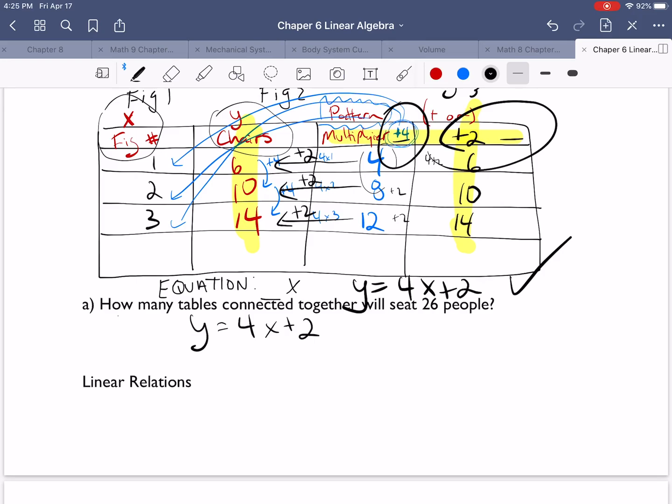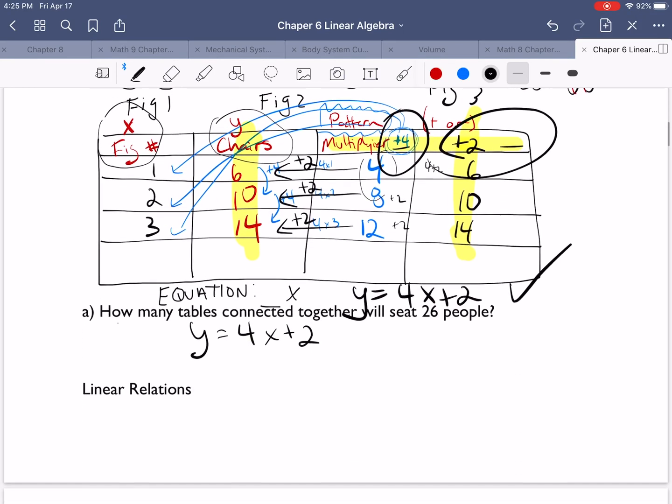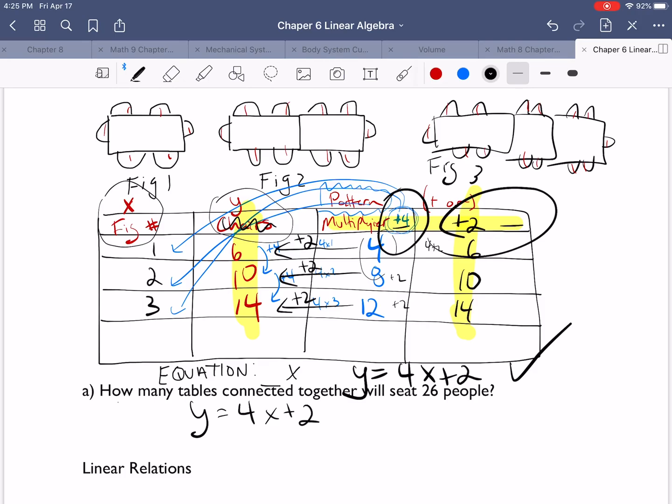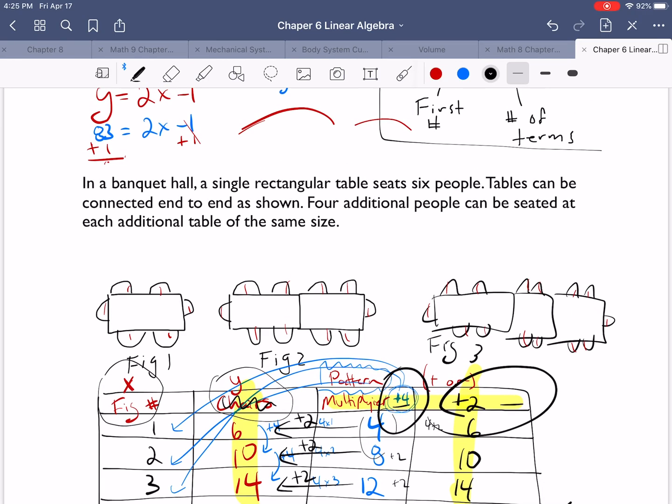How many tables, I guess. So we're doing tables. So this wasn't chairs. This was tables, I guess. Oh no.